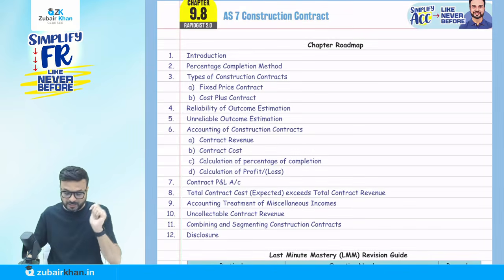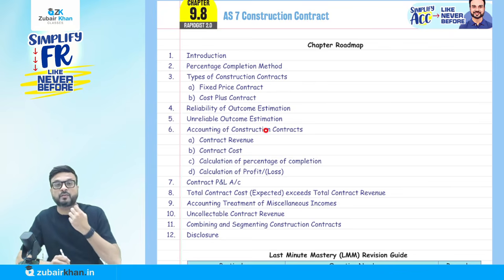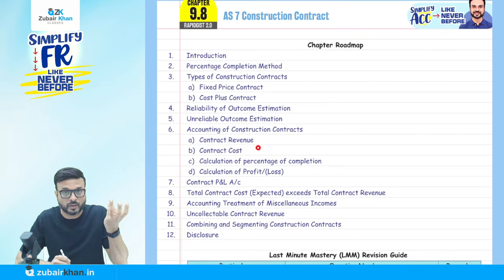As you can see here in the chapter roadmap: introduction, then what is the percentage completion method, types of construction contract, that is fixed price contract, cost plus contract, reliability of outcome estimation, unreliable outcome estimation, accounting of construction contract, what do you mean by contract revenue, what do you mean by contract cost, calculation of percentage of completion, calculation of profit or loss.